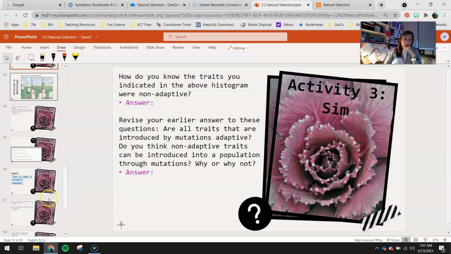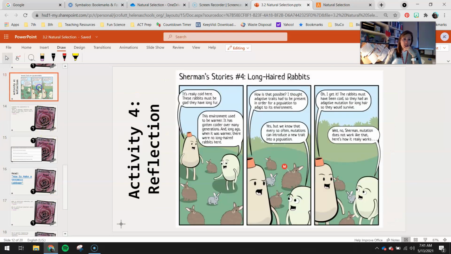All right, moving on to almost our last section here. Little reflection for you guys. You have old Mr. Sherman again. Let's see what that crazy guy's up to. Woo! It's really cold here. These rabbits must be glad they have long fur. This environment used to be warmer. It has gotten colder over many generations, and long ago, when it was warmer, there were no long-haired rabbits here.